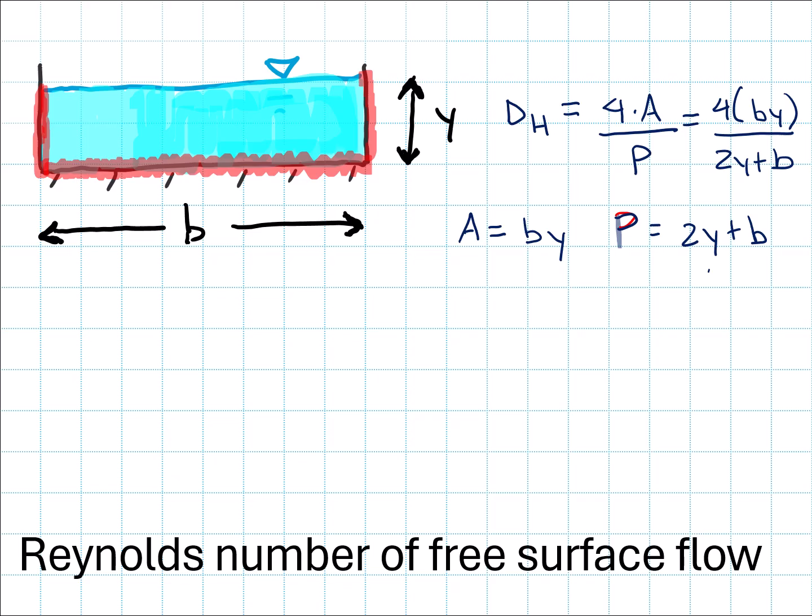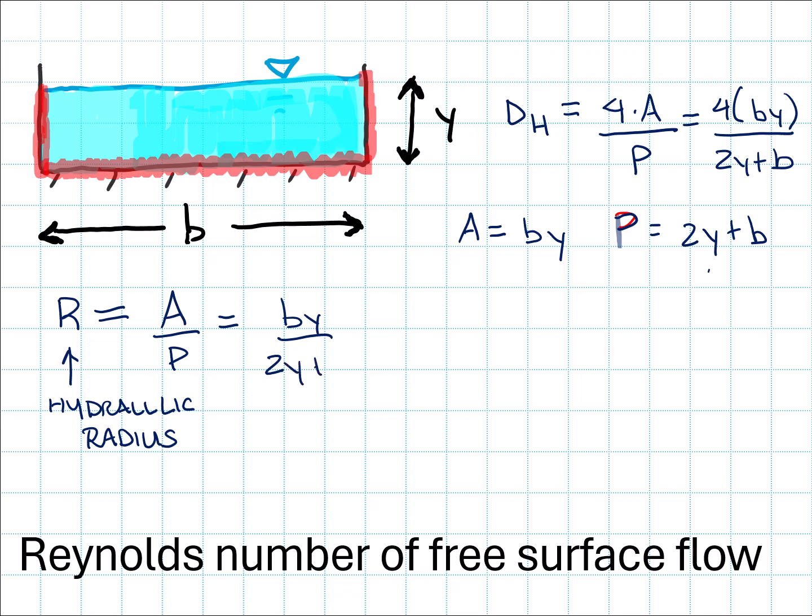But I'm not going to use the hydraulic diameter to calculate the Reynolds number in my free surface flow. I'm going to use something different. I'm going to use the hydraulic radius. And my hydraulic radius is just cross-sectional flow area divided by my wetted perimeter. So for my rectangular flow, this is just going to be by divided by 2y plus b.